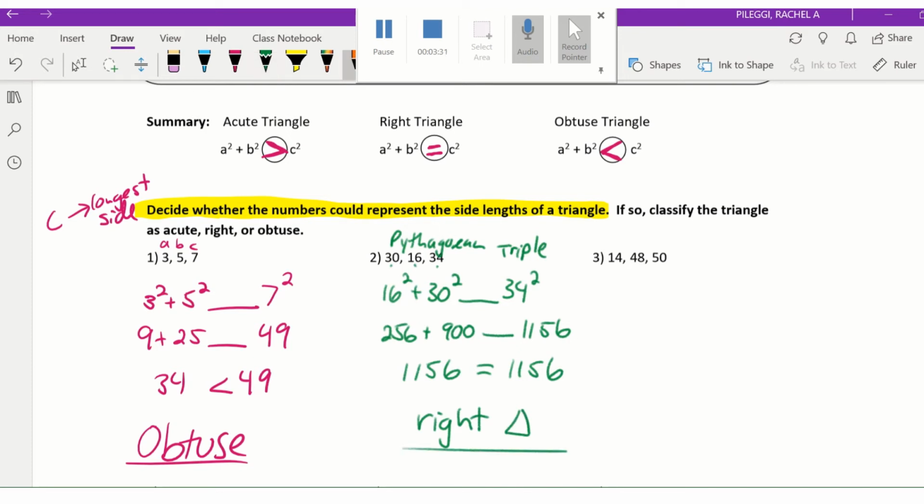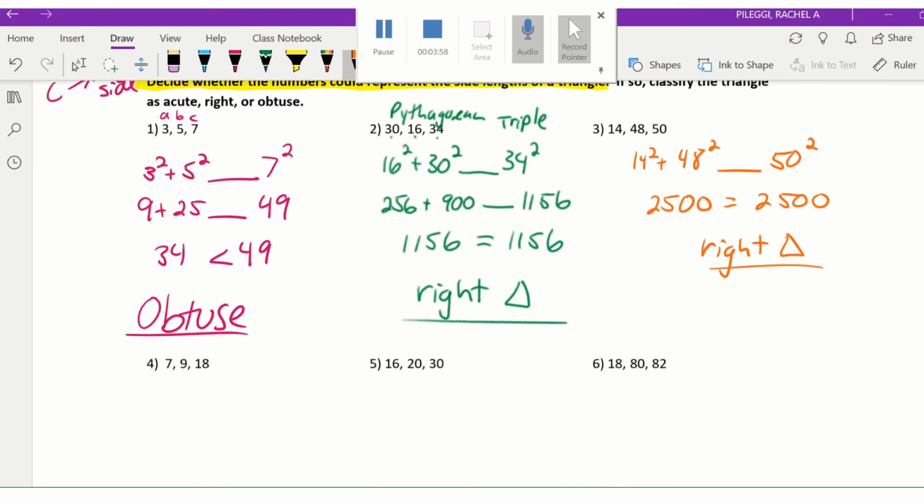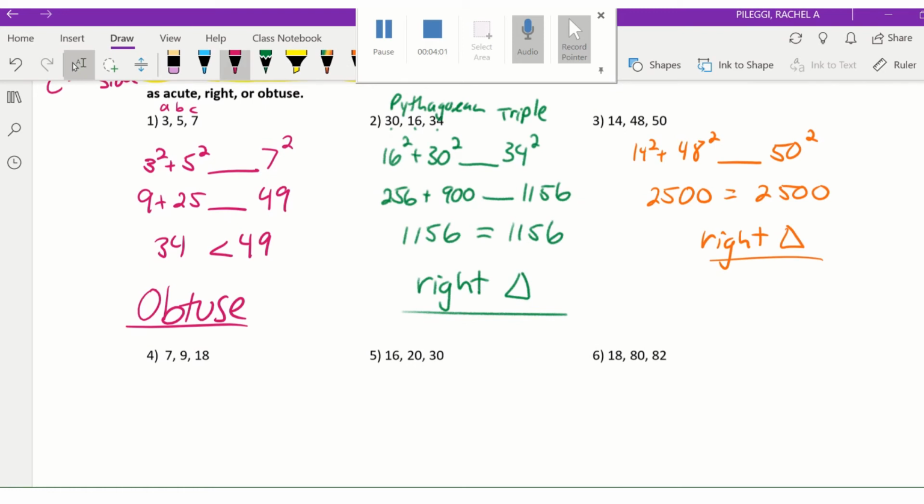And let's see, number 3. 14 squared plus 48 squared in comparison to 50 squared. So 14 squared plus 48 squared gives me 2,500, and 50 squared also gives me 2,500. So again, this is a right triangle. So that's another Pythagorean triple. All right, so let's try 3 more, and then we'll be done for today on the notes.